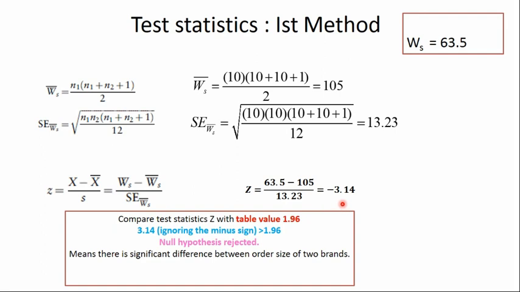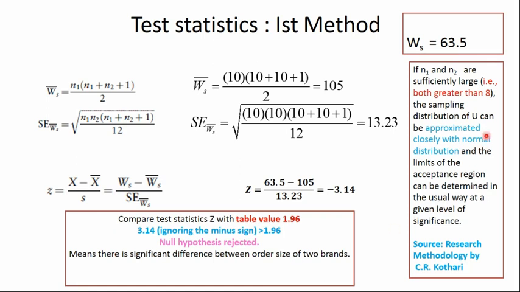1.96, ignoring the plus minus sign. Now this value, 3.514, ignoring the plus minus sign, is greater than 1.96. Our same rule: if the calculated value is higher than the table value, the null hypothesis is rejected. It means there is a significant difference between the order size of the two brands. Our null hypothesis was that there is no significant difference between the two brands, but after rejecting the null hypothesis, the conclusion is that there is a significant difference between the order size of the two brands.